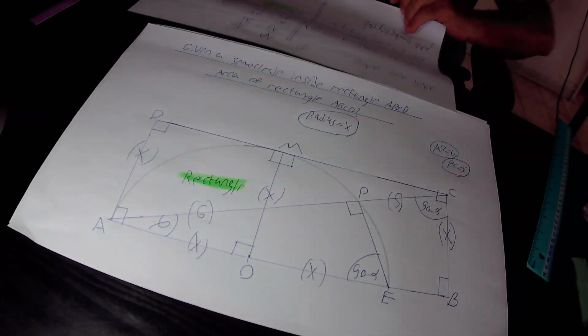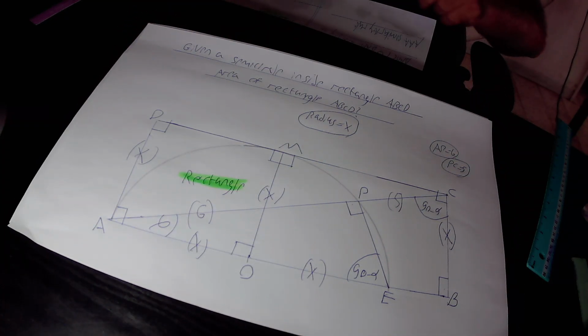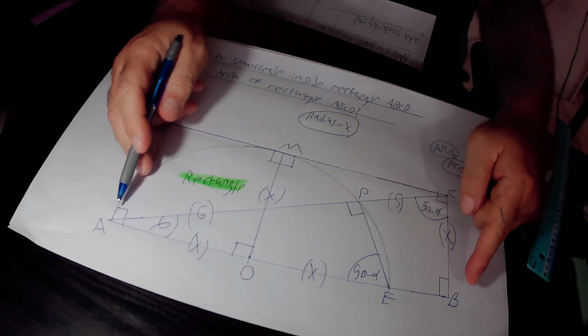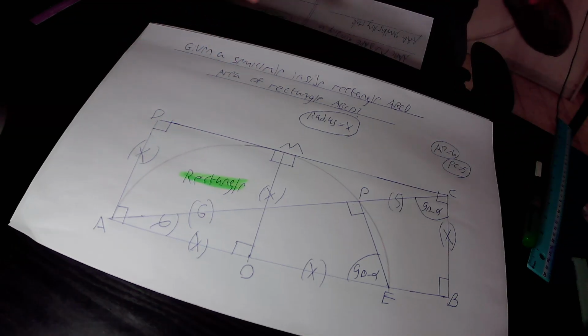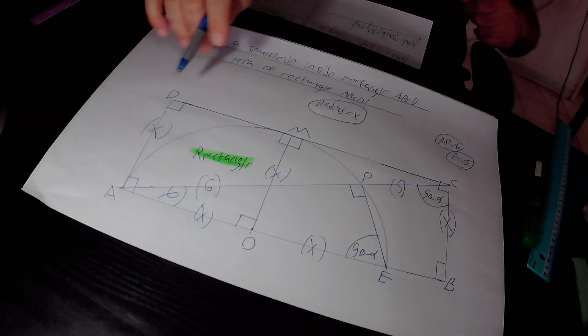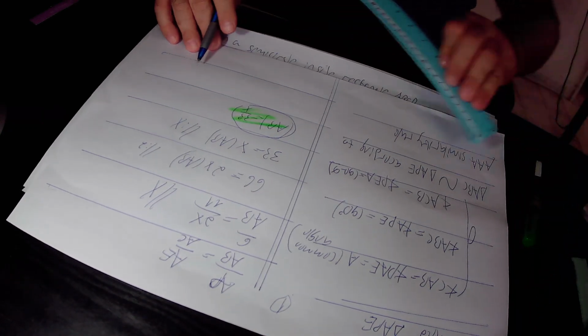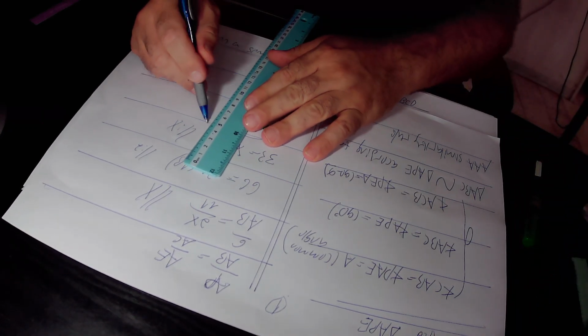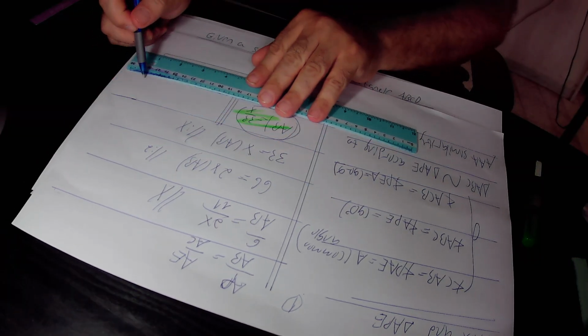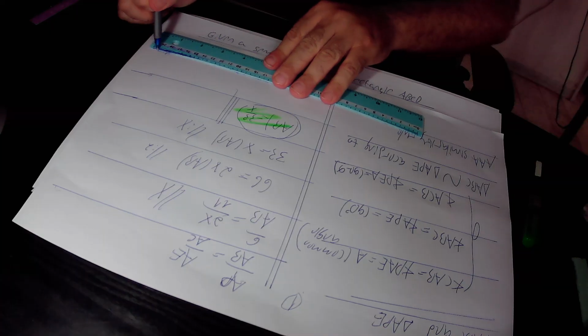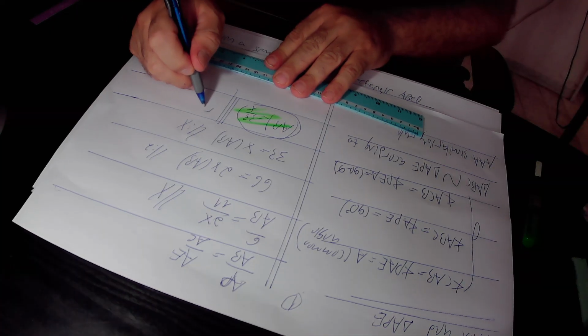Again, I shall find out that the length of this side AB of rectangle ABCD is equal to 33 over x units. Our mission is to find out the area of this rectangle ABCD. So we have to find out the area of rectangle ABCD.